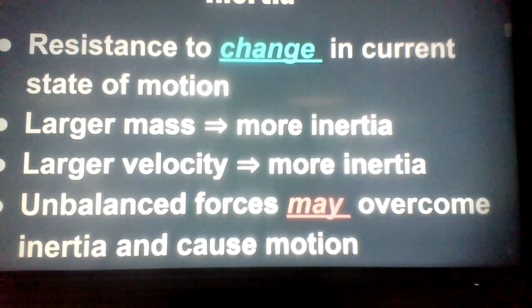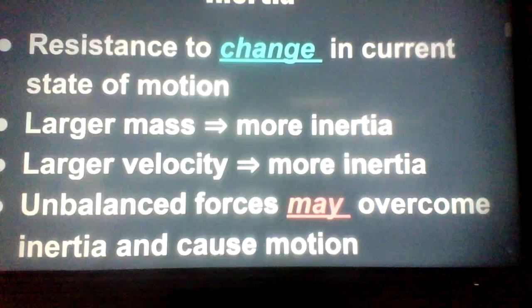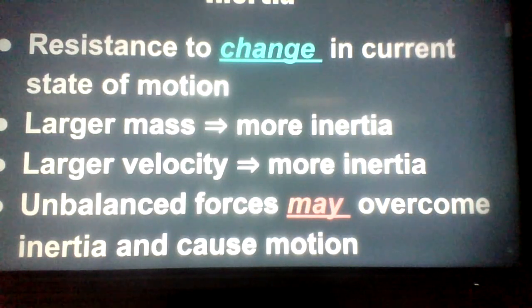But if I were to shoot that BB at a tree, then that BB may embed itself in the tree if that very small mass is moving fast enough. And these are things that you know common sense wise, but now you see scientifically. Unbalanced forces may overcome inertia and cause motion. Now notice I highlighted the word may.